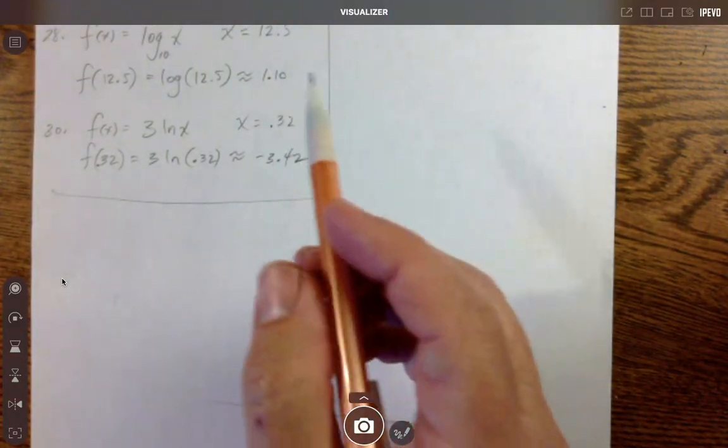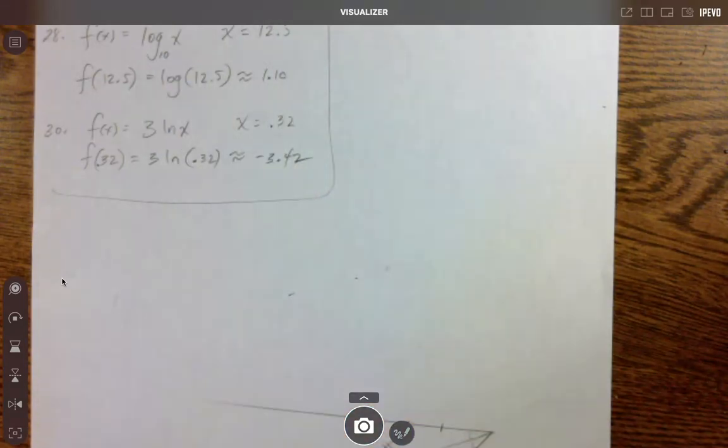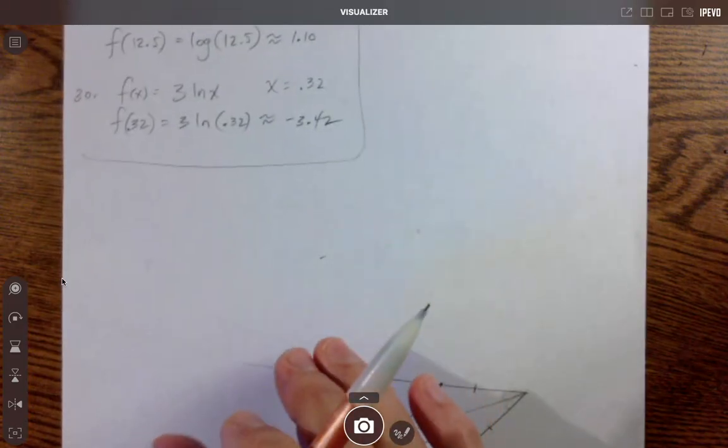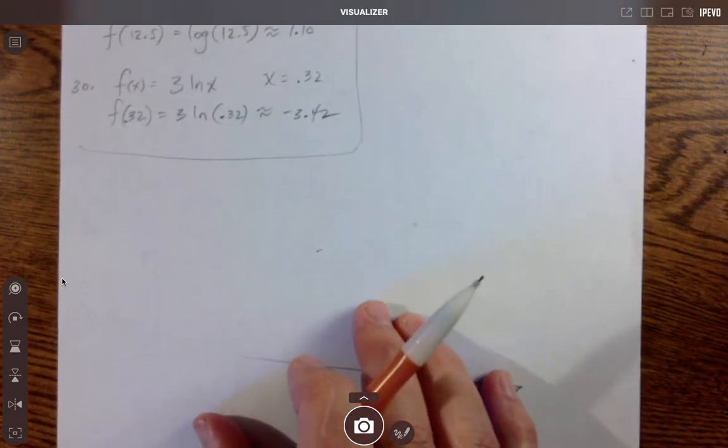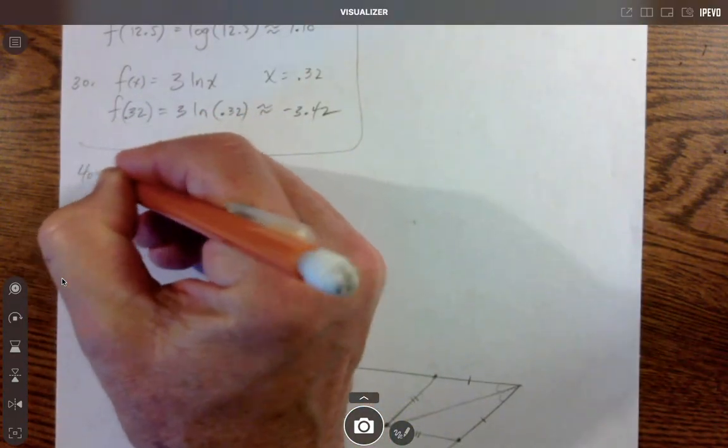When you get to problem 33, you have graphs. It says use the graph of y equals log base 3 of x to match the given function with its graph. So I'm going to skip that part for now. Okay, I'm going to skip problems 33 through 38. I think you guys can figure that out on your own and skip down to problem 40.